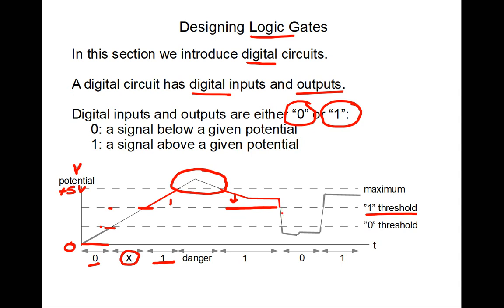Once we drop below the threshold, we go through this undefined zone very quickly, and then even though we're bouncing around here, we're still interpreted as a 0. We come back up here, and now all of a sudden we say that we are back to a 1. So we are taking an analog voltage, in other words a continuous voltage, and we're basically discretizing it into being either a 0 or a 1. So that's digital circuits in a nutshell.